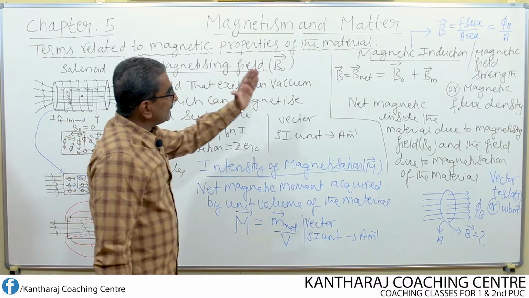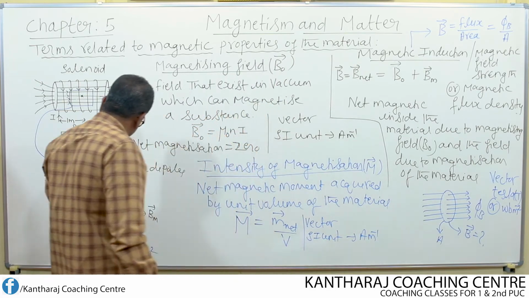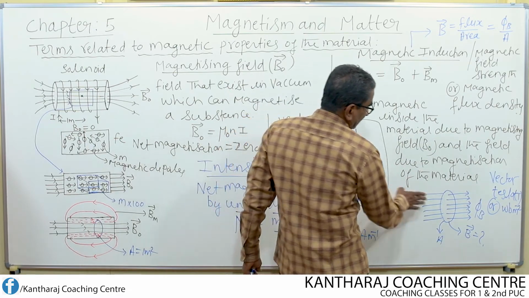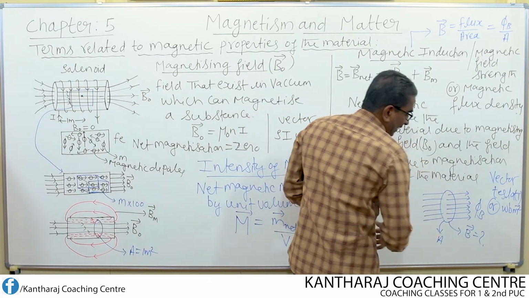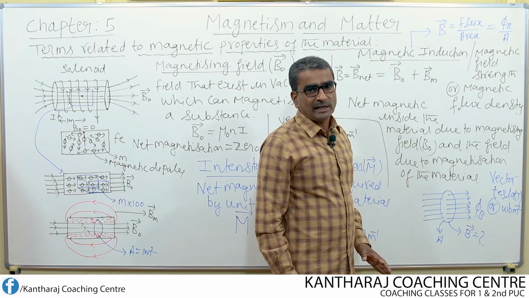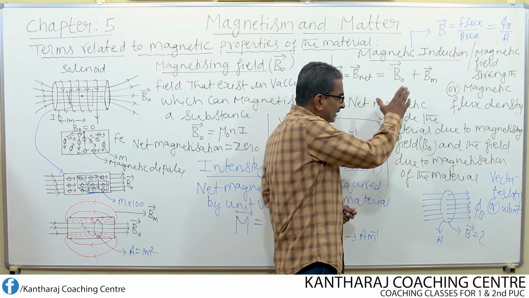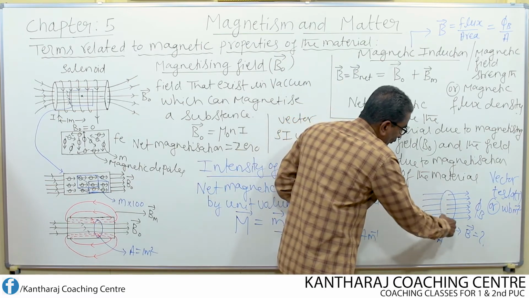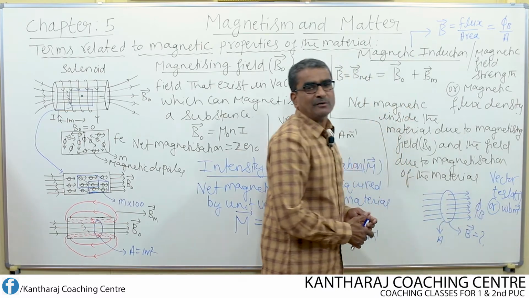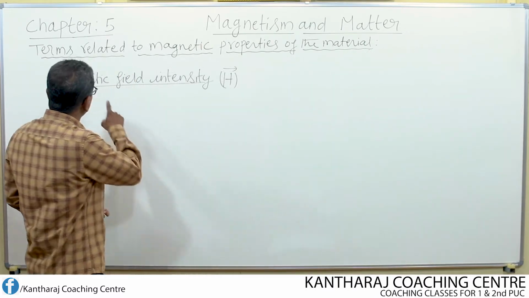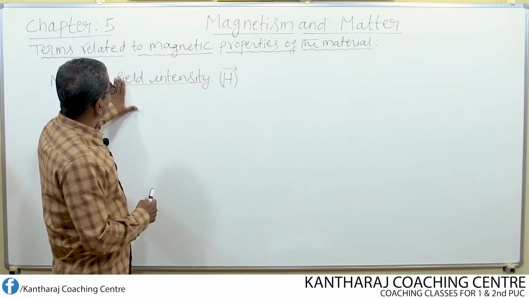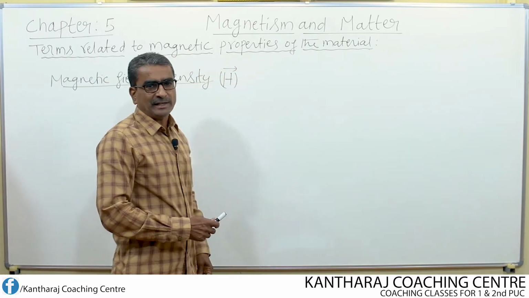Then magnetic induction means the net field inside the material, or the number of magnetic lines of force passing through unit area. So by definition we consider unit area, but whenever we want to find the magnetic induction we consider the total area and the total number of lines of force passing, which is nothing but phi B. Now let us define one more term known as magnetic field intensity. This is also one of the terms related to the magnetic property of the material.